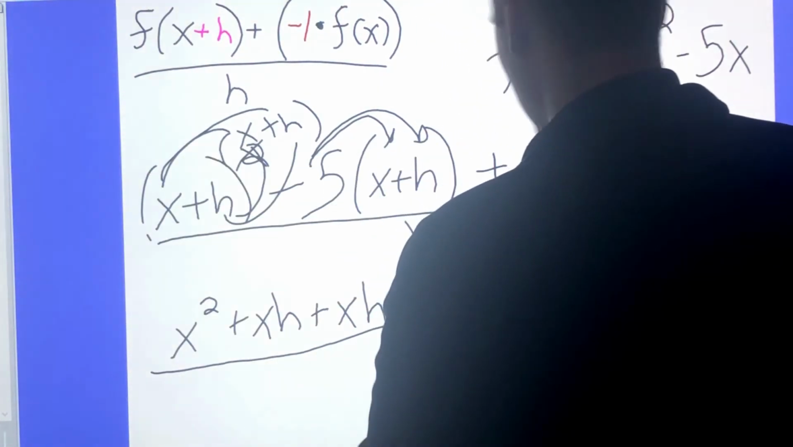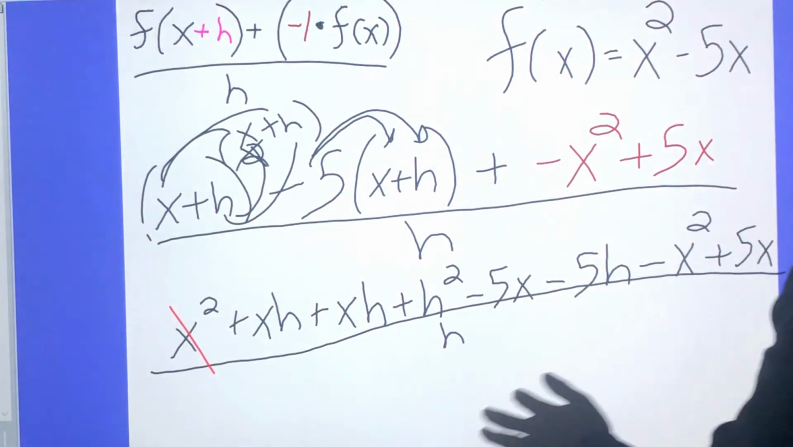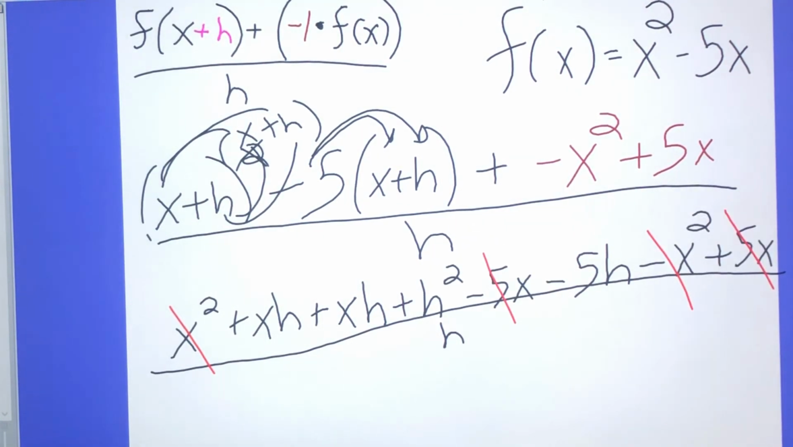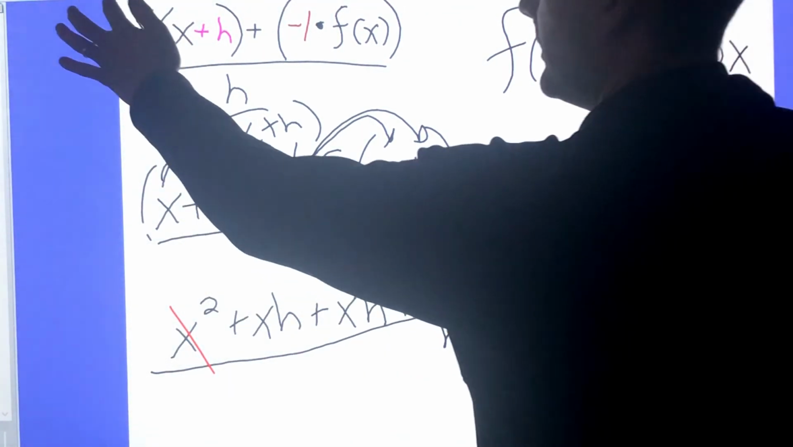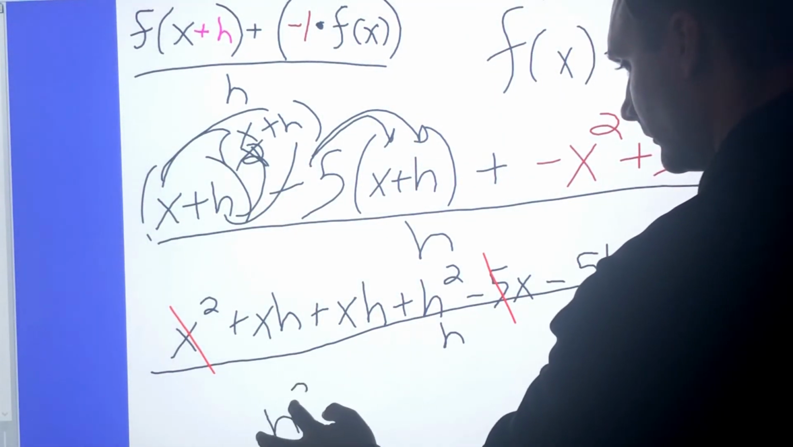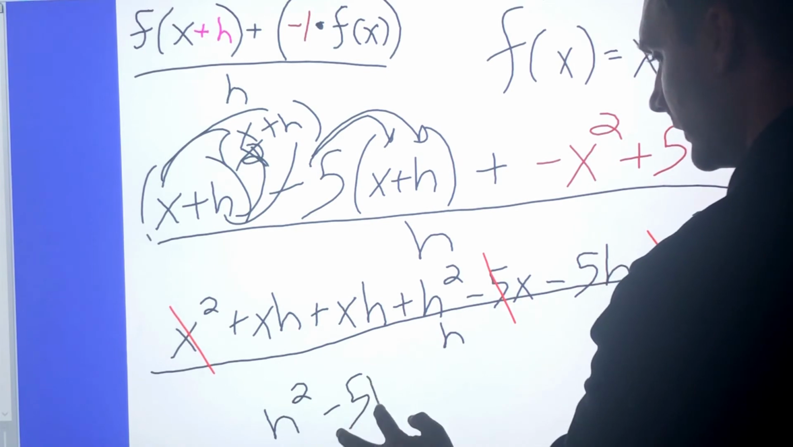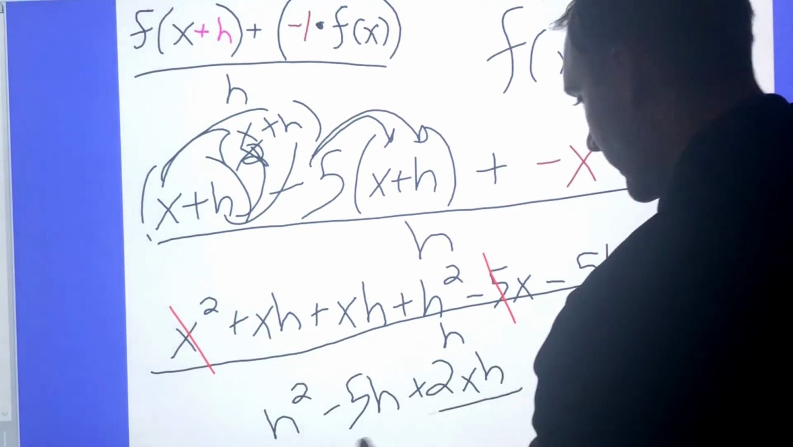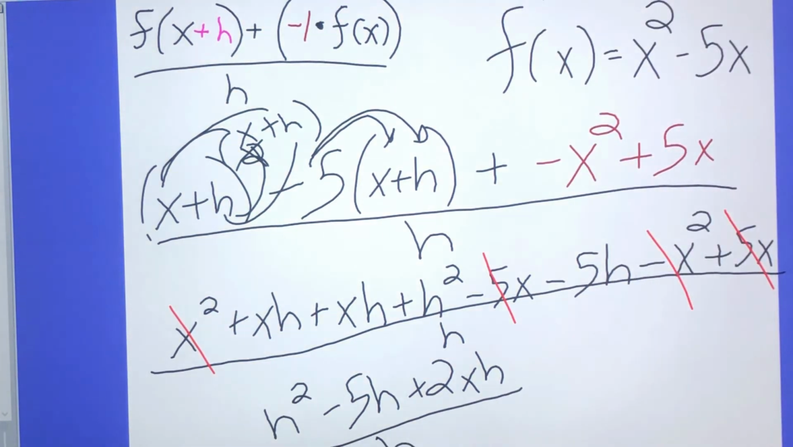Now let's see what we have in common. Looks like my x squares can cancel. My negative 5x and plus 5x will cancel. And what I'm left with is h squared minus 5h, and I have two of these, two xh's, all over h.